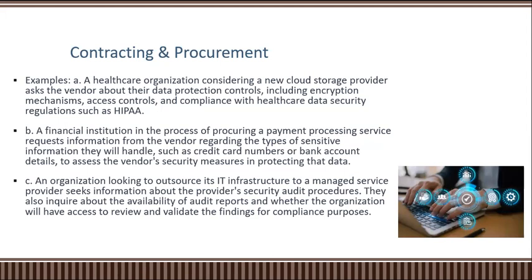All right, so some examples of contracting and procurement. Let's say we have a healthcare organization considering a new cloud storage provider. So we would ask the vendor about their data protection controls, including encryption mechanisms, access control, and compliance with healthcare data security regulations such as HIPAA. Another example, a financial institution is in the process of procuring a payment processing service. Request information from the vendor regarding the type of sensitive information they will handle, such as credit card numbers or bank account details, to assess the vendor's security measures in protecting that data.